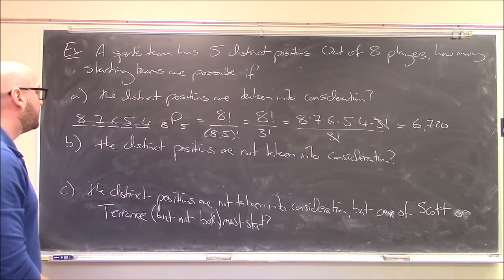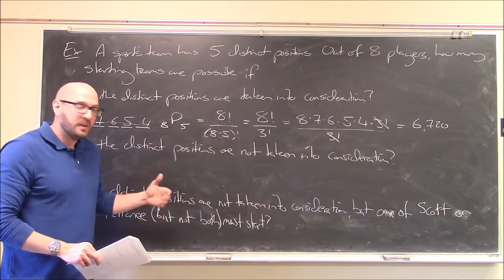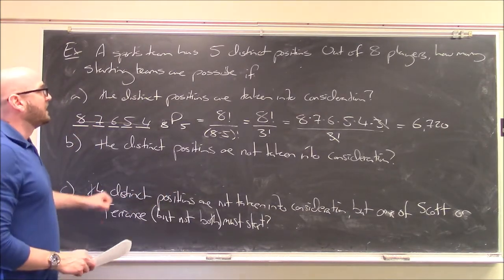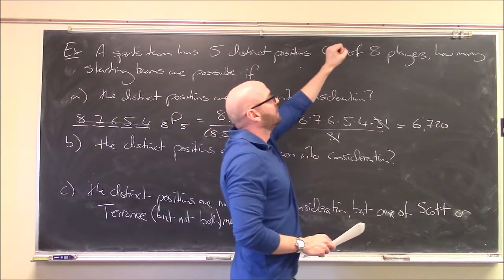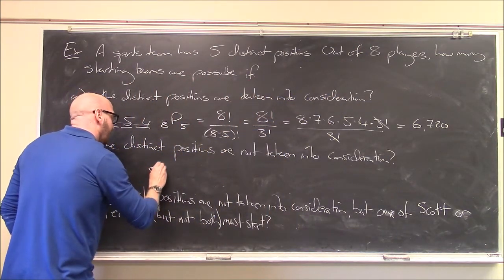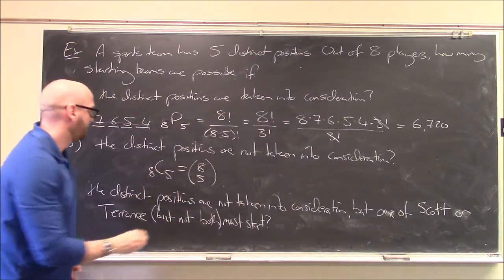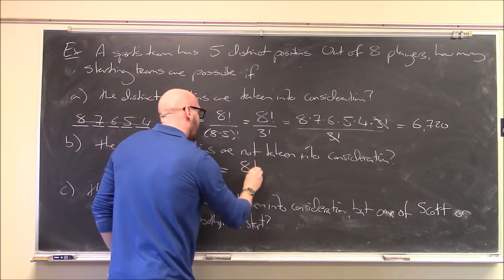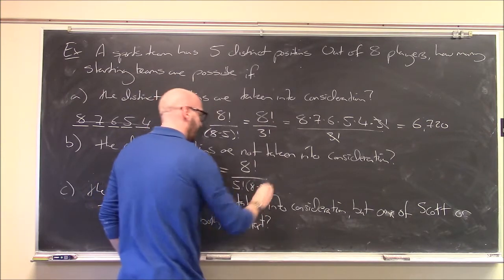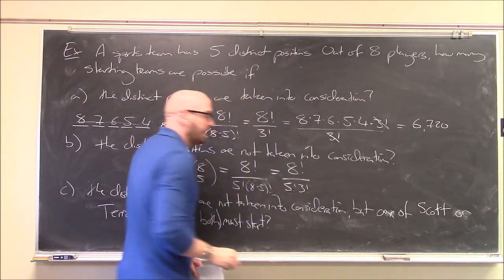Okay. But now B, the distinct positions are not taken into consideration. So now I'm not going to consider it a different lineup if I have the same 5 players but in different positions. I no longer care about the positions. It's just how many ways can I choose 5 players from 8 players. So we're doing a combination. We're asking what is 8 choose 5? Right, well, we go to our formula. This is 8 factorial over 5 factorial times 8 minus 5 factorial. So that's 8 factorial over 5 factorial, 3 factorial.